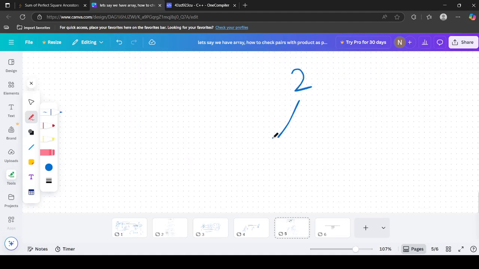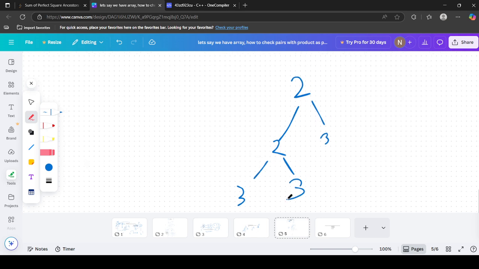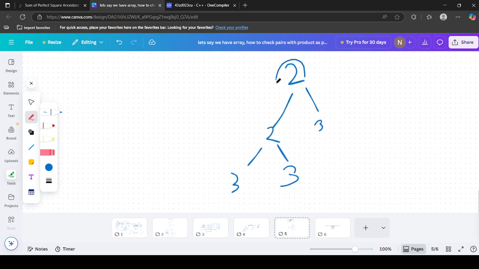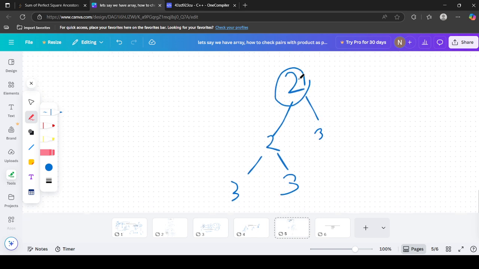For example, let's say we have 2, 2, 3, 3 and 3. Let's say these are the square free values. And now let's start DFS from 2. So DFS at 2. Is there any map before? No. So simply add 2 and 1 in the map. No increment in the answer, because we did not encode any pair yet.